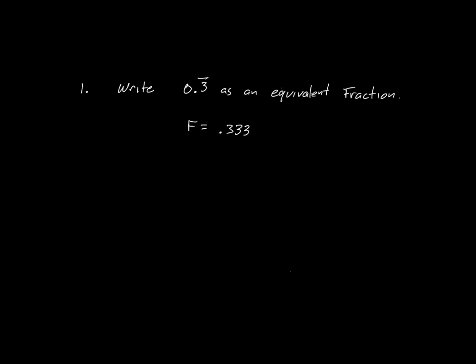So now we're going to multiply both sides by 10. After you do that, we're going to simplify, and we have 10f equals 3.333, and it continues. Now we're going to subtract f from both sides, but since the left side has variables and the right side doesn't, we're actually going to write it as 0.333 instead.